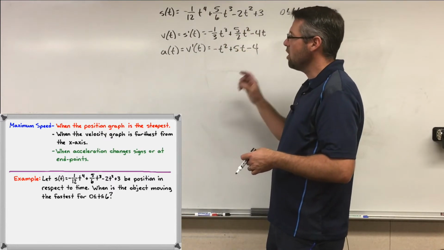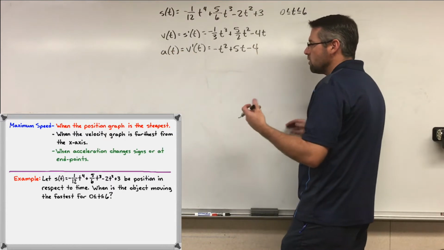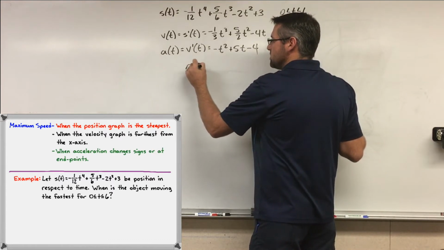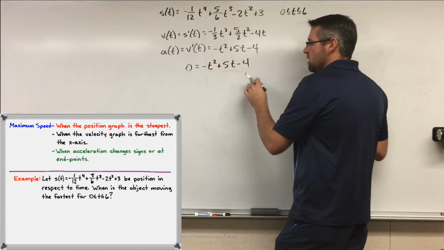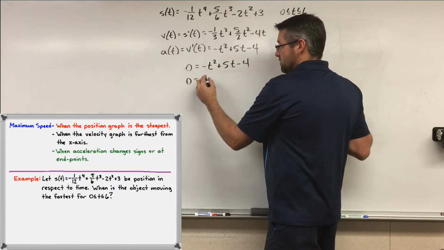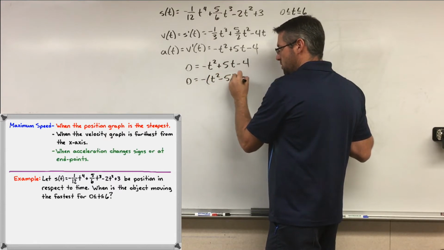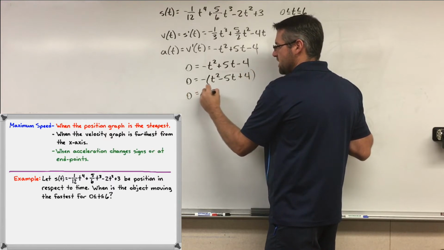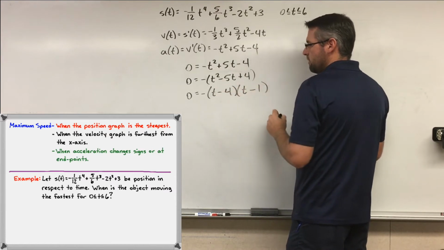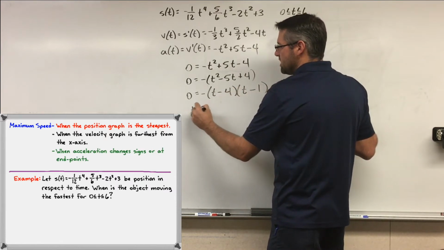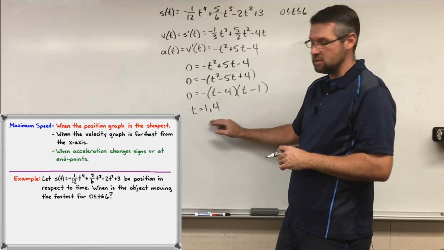So the bottom line is we're looking for when acceleration changes signs. Well, the way we approach that is we set it equal to 0 so that we can see if it changes signs at those zeros. Now here, I'm going to go ahead and factor this. So we're going to say that's negative t squared minus 5t plus 4. And then keep factoring. So 0 equals negative times t minus 4 times t minus 1. And so the solutions of this are going to be t equals 1 and 4. So these are part of our candidates, okay?